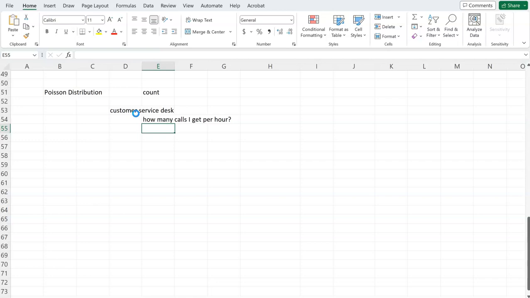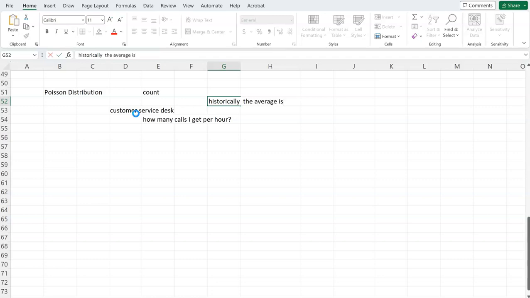So if I have this customer service desk to manage, it will tell me that, on an average, looking at other days' calls from the past, the average is, let's say, 3 calls per hour. So now, in this case, if I get 3 calls per hour, that's my historical average.